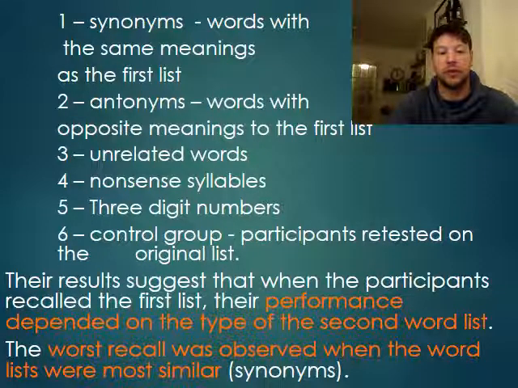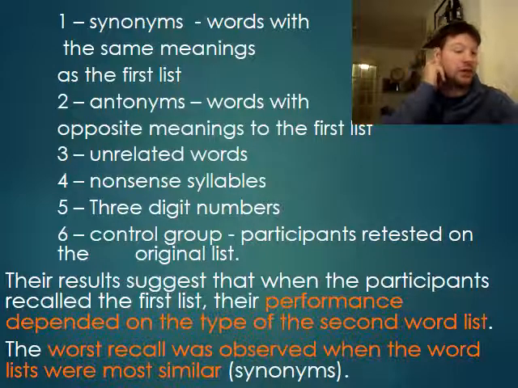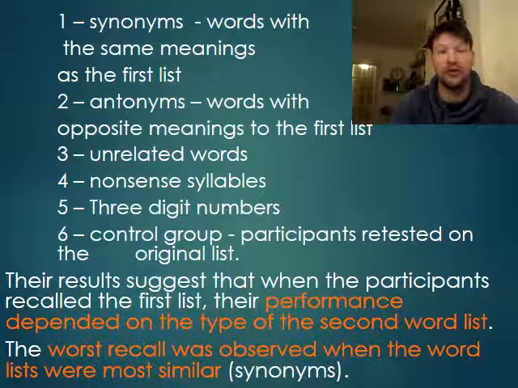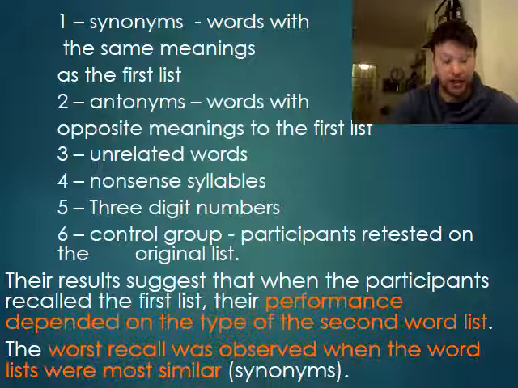The results suggest that when a participant recalls the first list, their performance depended on the type of the words in the second list. The worst recall was observed when the word lists were the most similar. So if you were in group 1, when asked about the first list again, you were the worst. You only got 1 or 2 of the first list right. Antonyms, you would get 2-ish. Unrelated words would be just over 2. Nonsense syllables would be between 2 and 3 that you get right. Numbers, you're up to 3 and 4, and with nothing, they were able to get up to nearly 5.